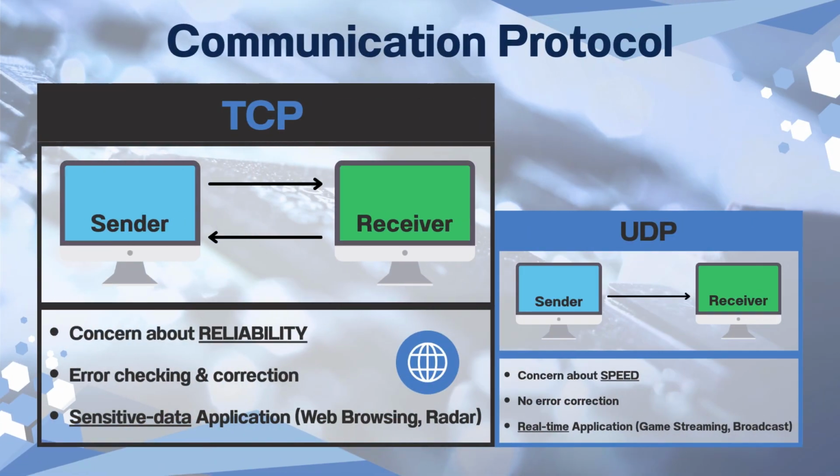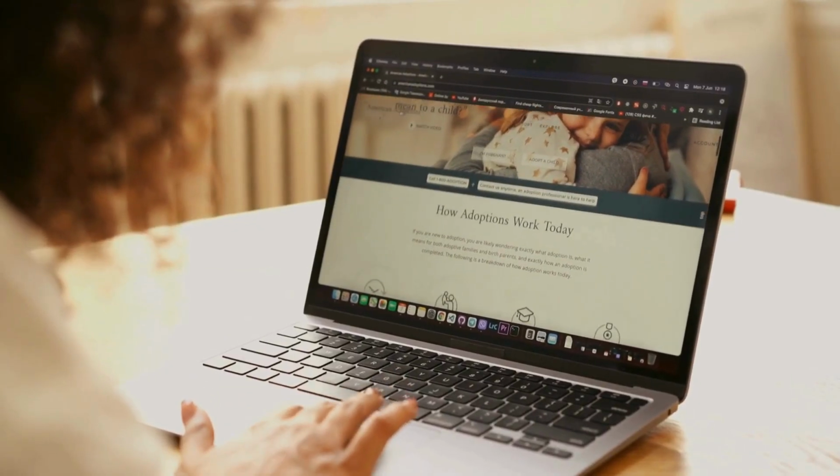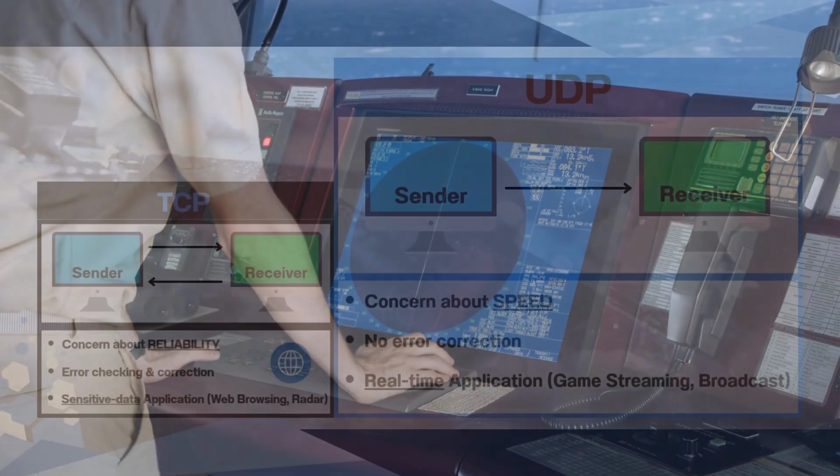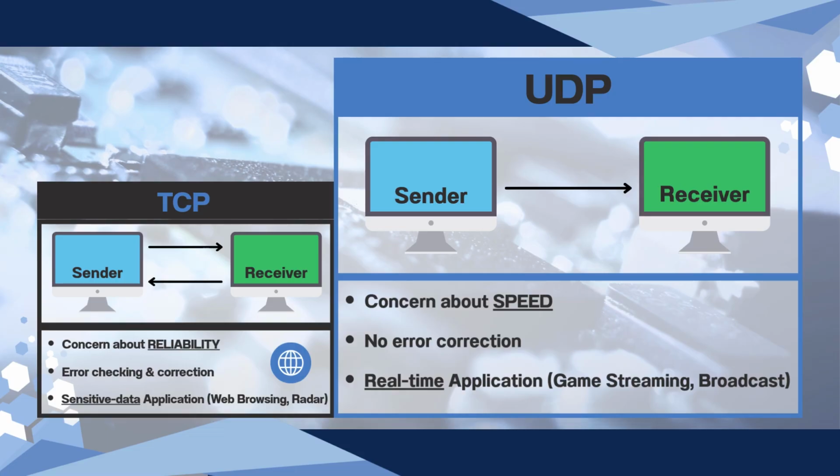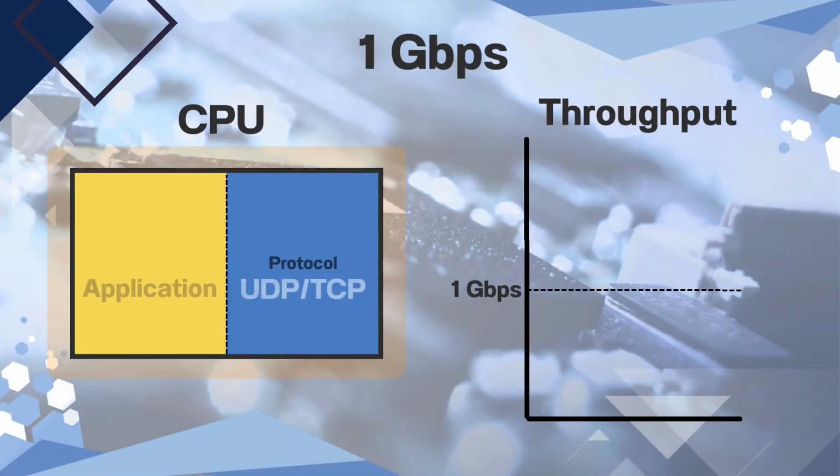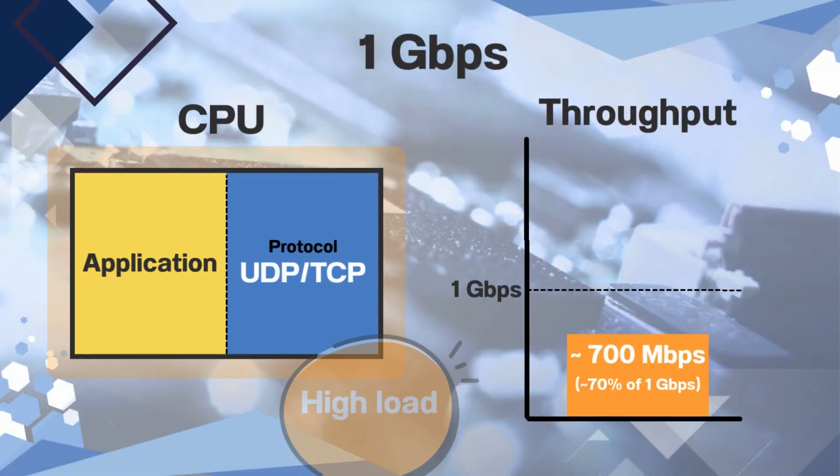The communication protocols we use for all these tasks are TCP or UDP. First, TCP is used when reliability is a concern, and for sensitive data that requires error correction, such as web browsing or radar. For UDP, the focus is on speed and real-time applications that do not need error checking, like game streaming or broadcasting. At 1 gigabit per second, the CPU can handle protocol and application processing.